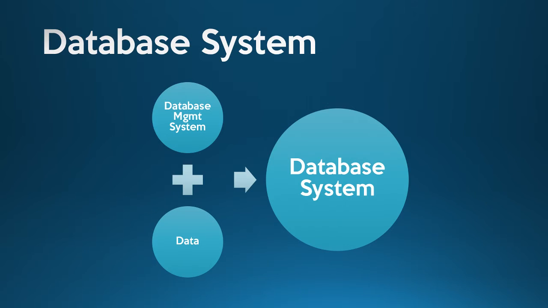And here's a diagram of what a database system is. A database system is both the DBMS, which is a database management system. PostgreSQL is a database management system. And you also need the data to work with the DBMS, because if you have no data, there's nothing you can do with the DBMS. Both of these together make up the database system.